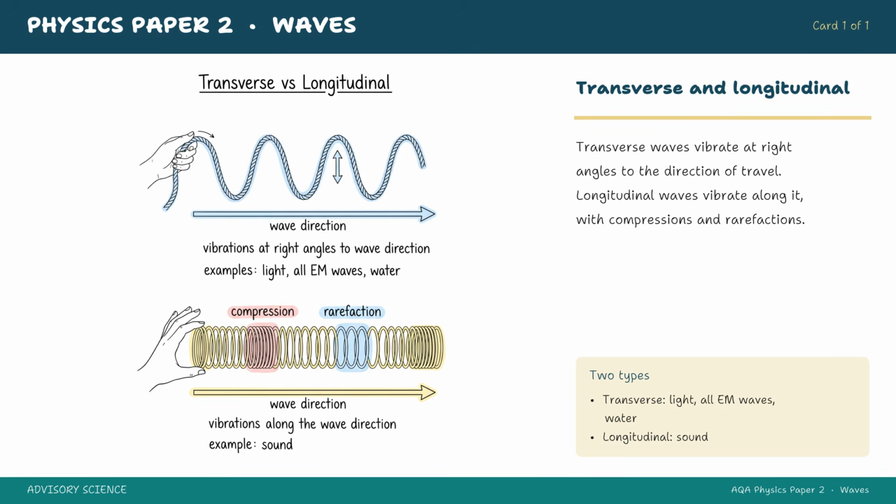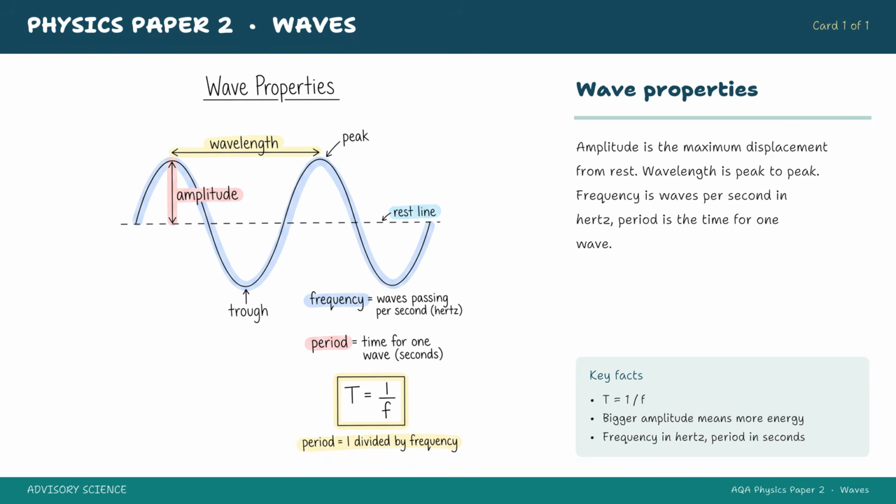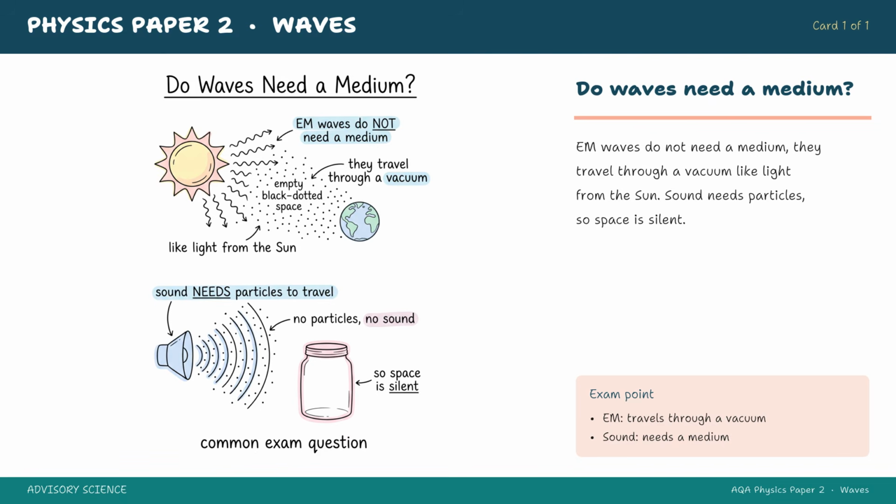Wave properties. Amplitude is the maximum displacement from the rest position. Bigger amplitude means the wave transfers more energy, and AQA like the phrase maximum displacement. Unlike sound, electromagnetic waves do not need a medium. They can travel through a vacuum, and this is a very common exam question.